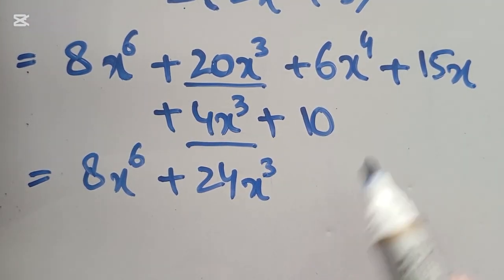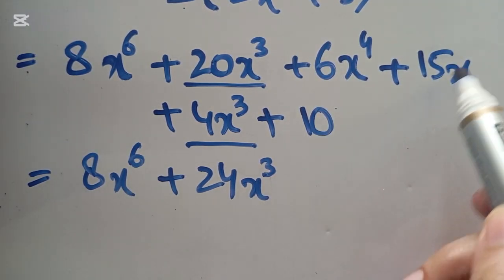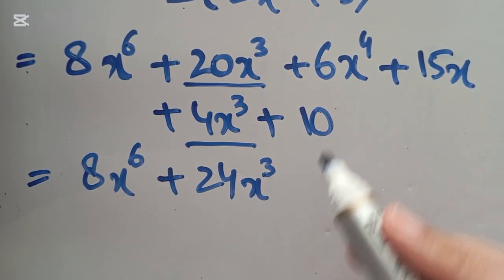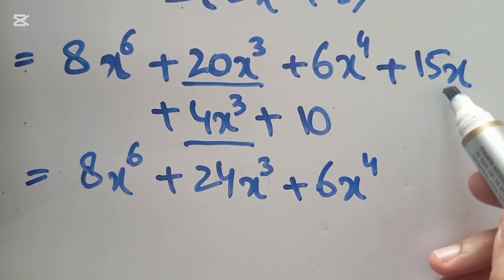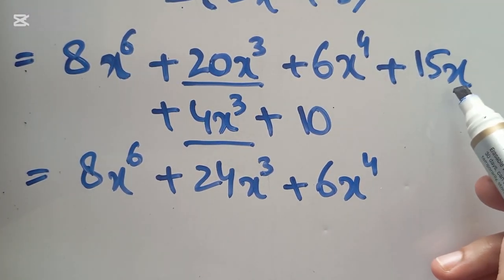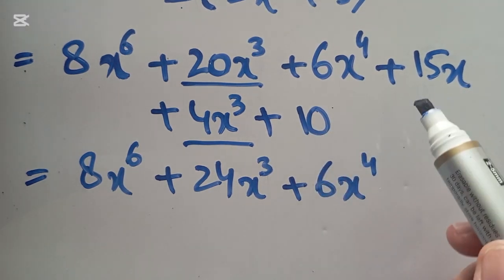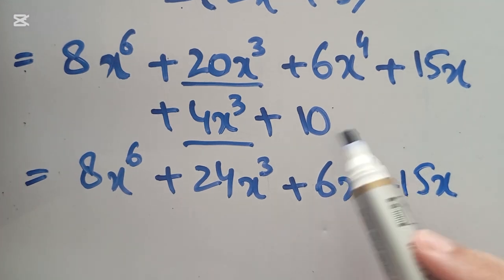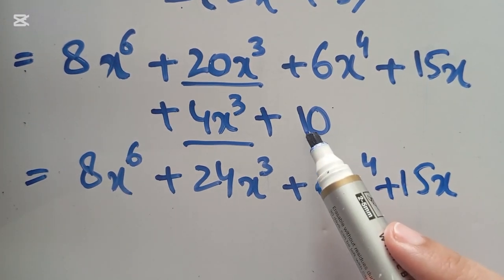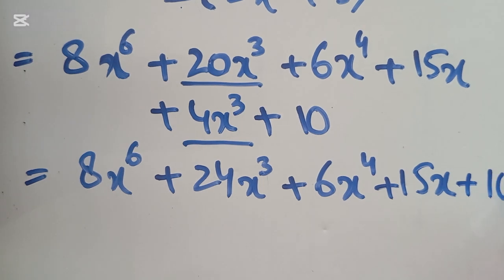Then search out the next term, that is x power 4. There isn't any other x power 4 in this polynomial, so it will remain as it is. Then the next one, x variable with power 1. There isn't any other x power 1 over here, so we will write 15x. And then search out for constants. There is only one constant, that is 10. So it will be written in this way.